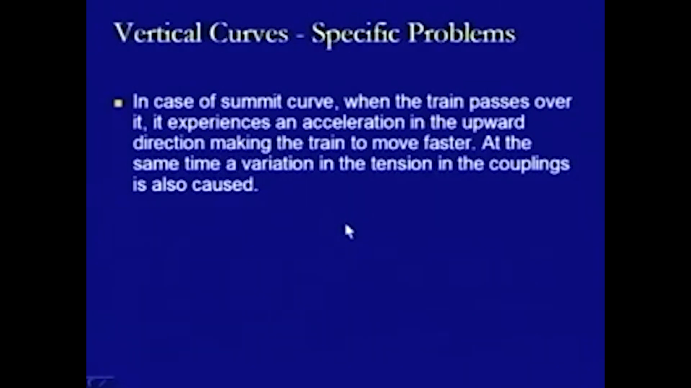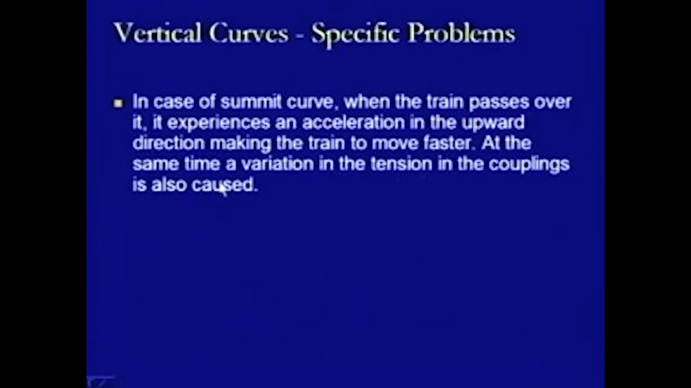Now, we come to the specific problems in the case of the vertical curves. The problems are that in the case of the summit curve, when the train passes over it, it experiences an acceleration in the upward direction. What happens is that when you are going on a summit curve like this, then there will be a centrifugal force acting in the upward direction because of its curvature like this. And due to this reason, it is experiencing an acceleration in the upward direction. This makes the train move faster.